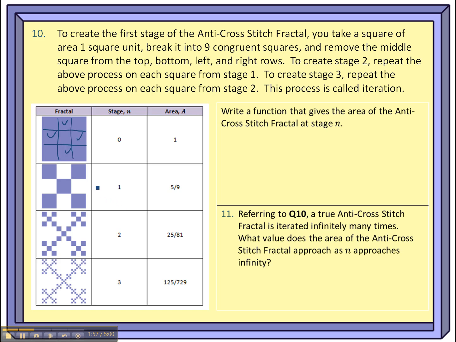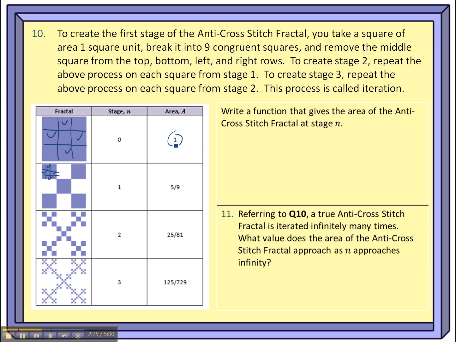And at the next stage, you break each one of these little pieces up into 9, and then you want to remove this one, this one, this one, and this one, as you can see in the next picture. You do that to all of your little blocks. You just keep going to infinity. So I want to write myself a function that gives the area of this cross-stitch fractal at stage n, assuming that at stage 0 it has an area of 1.